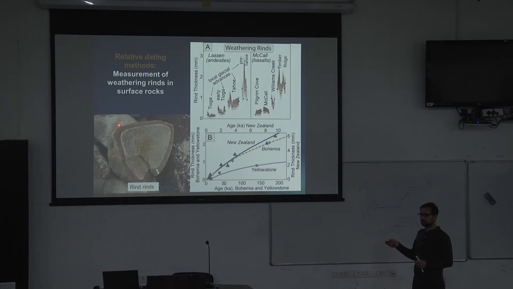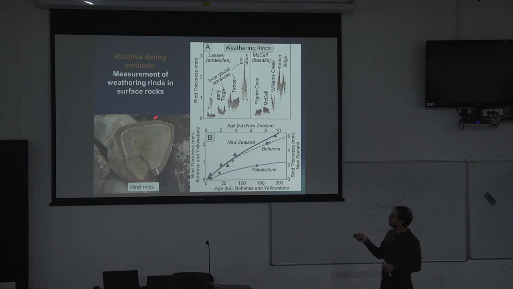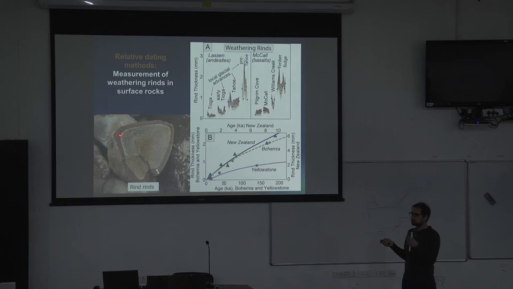So I mentioned these techniques because they have been used in the past, but obviously if you have a cosmolab close to your university, and if the pebble contains quartz, most people will try to do cosmogenic dating first on this kind of pebbles. But cosmogenic dating is costly in terms of time and in terms of money.